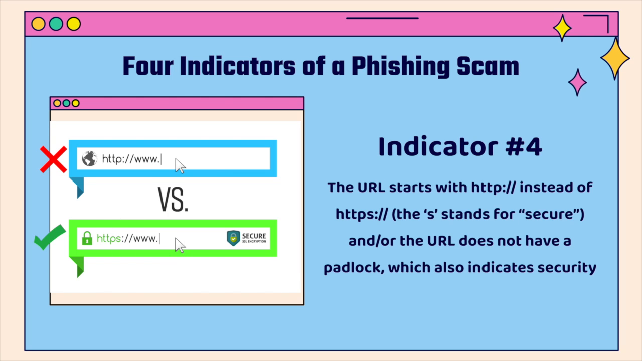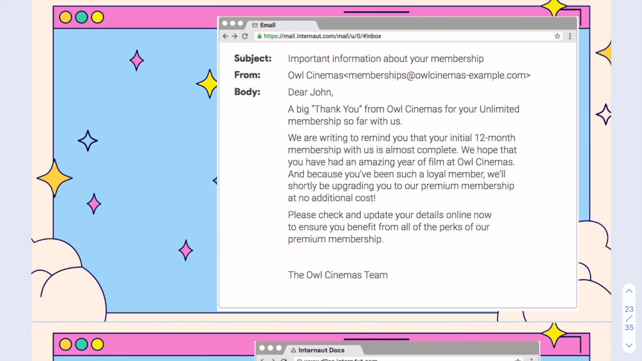Now we're going to walk through some examples, and we're going to talk about whether these appear to be phishing scams or legitimate emails or websites. Take a look at this first email. Does this email appear to be a legitimate email or a phishing scam? If you selected legitimate, I agree with you.